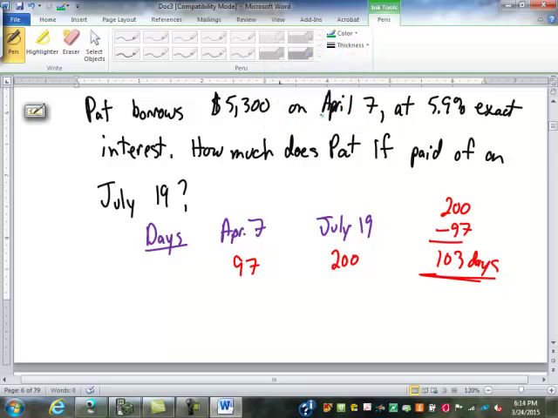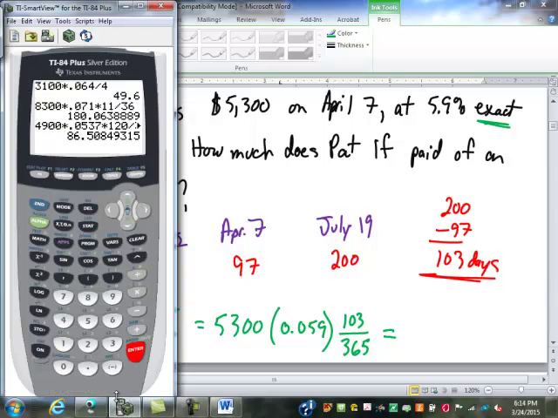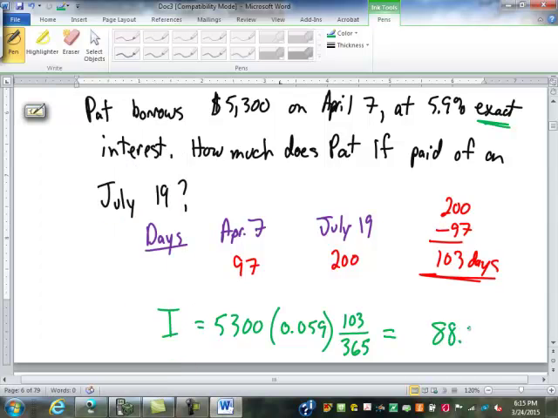So let's find our interest. 5,300 times 0.059 for the 5.9% times 103 over 360 or 365. It does say exact, so this is 365. So 5,300 times 0.059 times 103 divided by 365. $88.24 in interest.